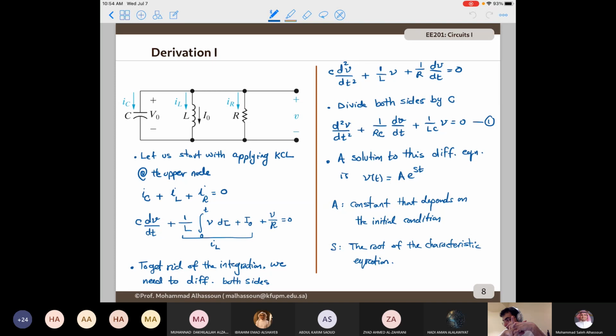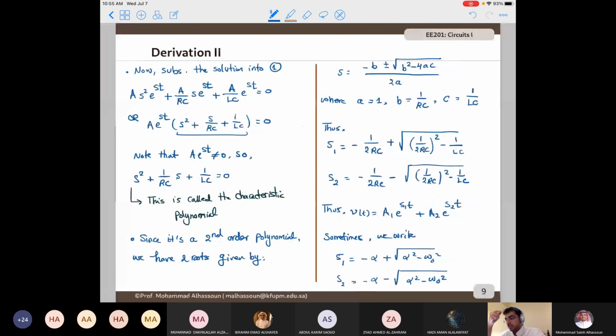And we said, well, one possible solution for this one, and actually the solution that we are interested in, is something in the form of A e to the power st. In this case, A is a constant that depends on the initial values of the current and the voltage, the initial value of the voltage across the capacitor, and the initial value of the current passing through the inductor. S is something called the roots of the characteristic polynomial, or the characteristic equation. Now, in order to find S, we saw that we need to take the solution, substitute it back into the differential equation, and then find the condition under which this differential equation is satisfied.